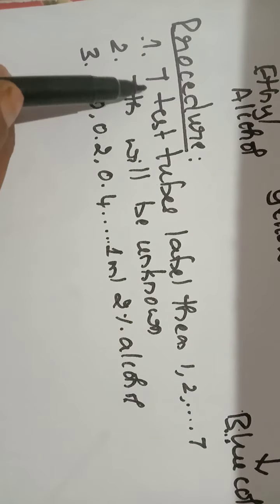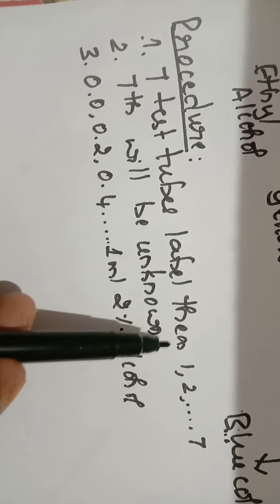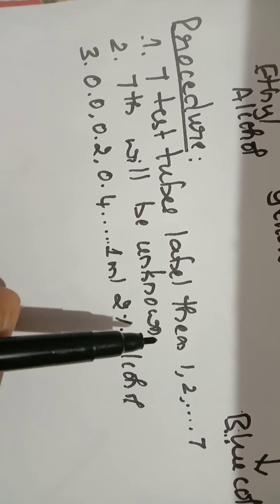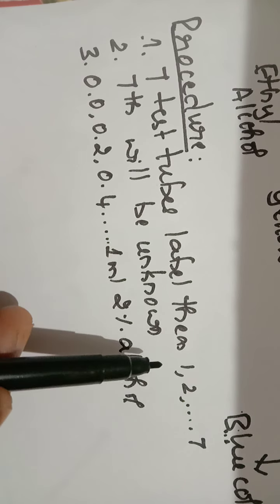So what we have to do is, first step we have to take 7 test tubes, label them as 1, 2, 3, like that till 7. The 7th will be the unknown, and we are not adding anything to the unknown. Remember, we are not adding anything to the unknown.